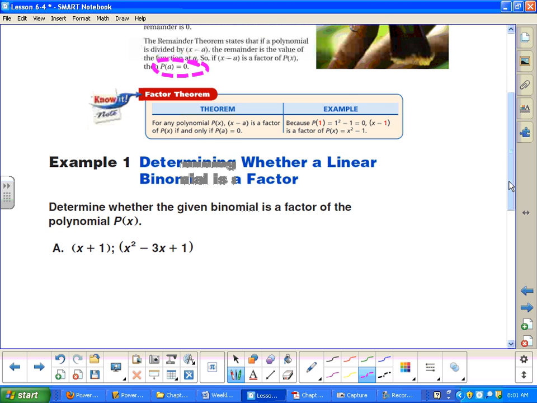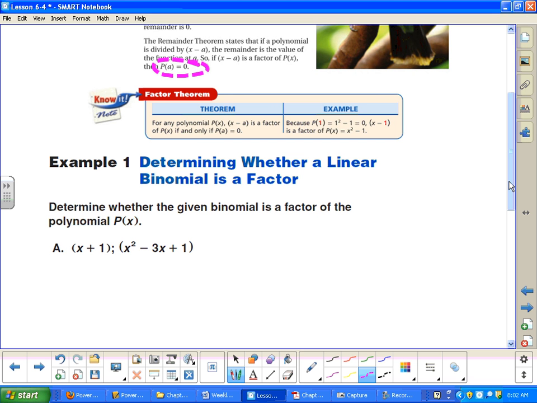So if we put that value for a in for x and find the answer, if it equals 0, it's a factor. In other words, when you're graphing, that looks like the graph crossing the x-axis wherever those zeros are, which means that when I use that as a divisor, I have an actual factor.